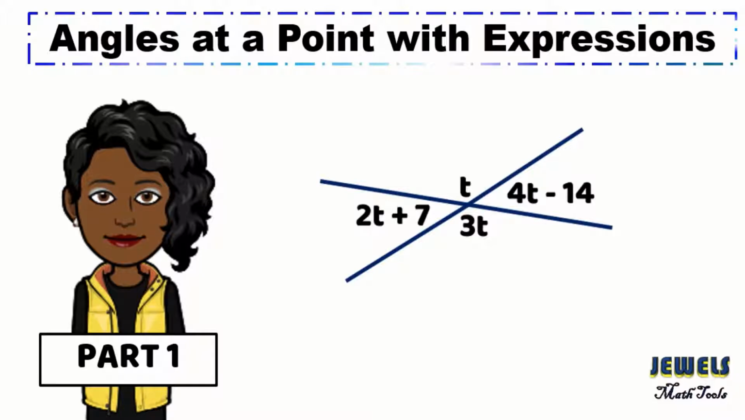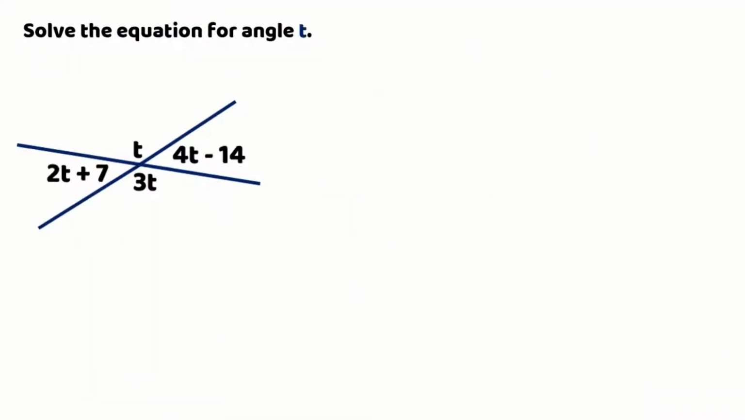In today's session, we will be calculating our angles at a point when expressions are involved. We're going to begin solving our equation by first writing out our equation for this question. Now we must remember that we're working with angles at a point, so all of the parts given to us in our diagram will sum to equal 360 degrees. So we're writing out all of the different parts of our diagram, and all of this will equal 360 degrees.